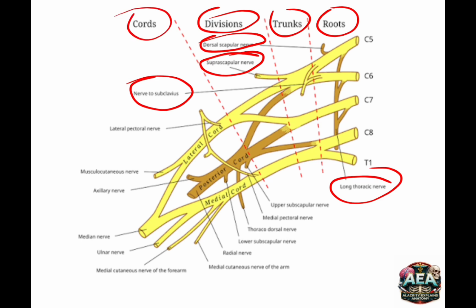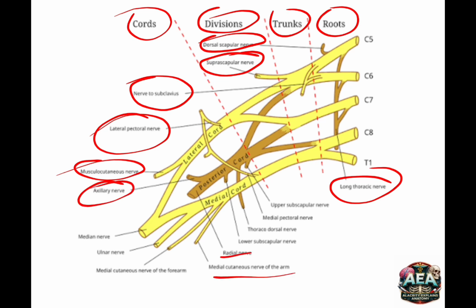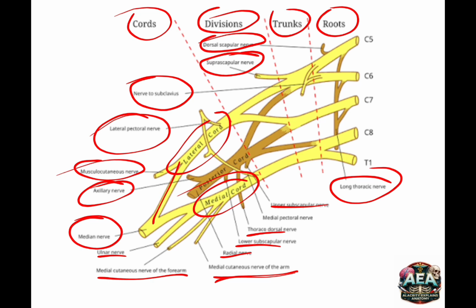For the lateral cord, we have the lateral pectoral nerve, the lateral contribution to the median nerve, and the musculocutaneous nerve. For the posterior cord, we have the axillary nerve, the radial nerve, the thoracodorsal nerve, the lower subscapular nerve, and the upper subscapular nerve. While for the medial cord, we have the medial cutaneous nerve of arm, the medial cutaneous nerve of forearm, the ulnar nerve, and the contribution of the lateral cord and medial cord that together form the median nerve.